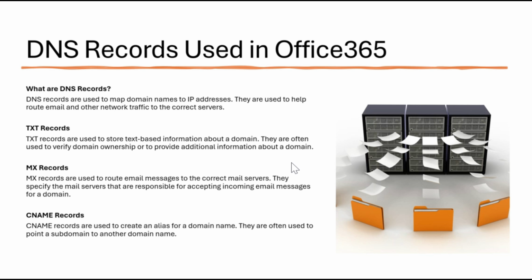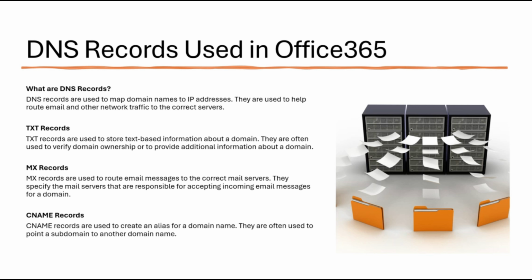As it says, TXT records are used to store text-based information about a domain, and they are often used to verify the domain ownership or to provide additional information about a domain. And if we talk about the MX record, they are used to route the email messages to the correct mail servers and specify the mail servers that are responsible for accepting incoming email messages for a domain. And CNAMEs are used to create an alias for a domain name, and they are often used to point a subdomain to another domain name.